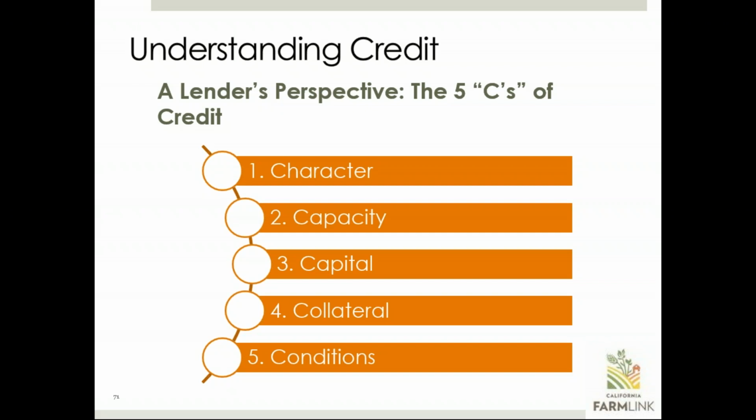The collateral addresses what will be the collateral for the lender. In the case of the tractor, the tractor would be the collateral. Often a business lender will require a blanket lien on all the business assets as well. So when you purchase a vehicle that has a title and a VIN or vehicle identification number, the lien holder or the lender that provides the financing is listed on the title.